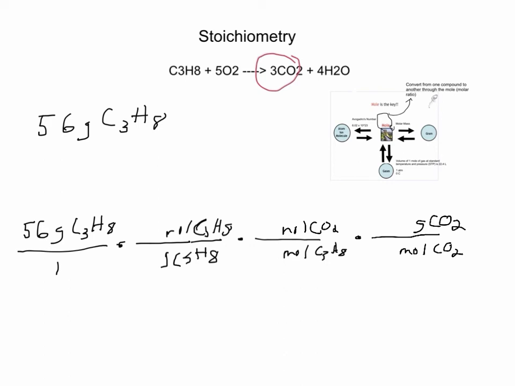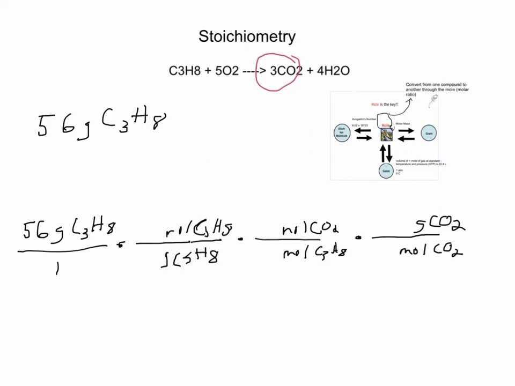Now this seems like a long process, but it's really pretty straightforward. Our given is in grams, so we're starting here on the chart. In order to get to carbon dioxide, we have to get to moles. So we go grams to moles, which is this fraction. We then convert moles back to moles in order to switch compounds. So we go moles of propane to moles of carbon dioxide. And then finally, we have to go from moles carbon dioxide up to grams of carbon dioxide.